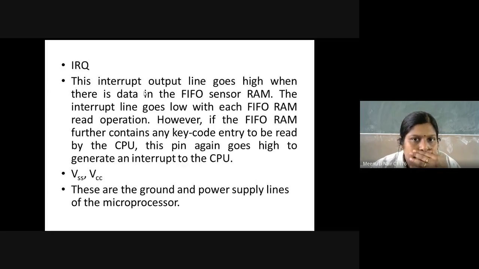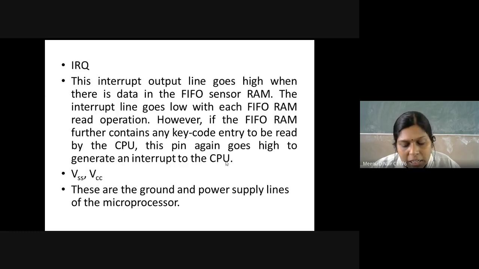IRQ is the interrupt output line. It goes high when there is data in the FIFO sensor RAM, which is an 8-byte register, when you press a key. When it is filled with data, IRQ goes high. Then the interrupt line goes low with the FIFO RAM read operation. If the FIFO RAM further contains any key code entries to be read by the CPU, this pin again goes high to generate an interrupt to the CPU.